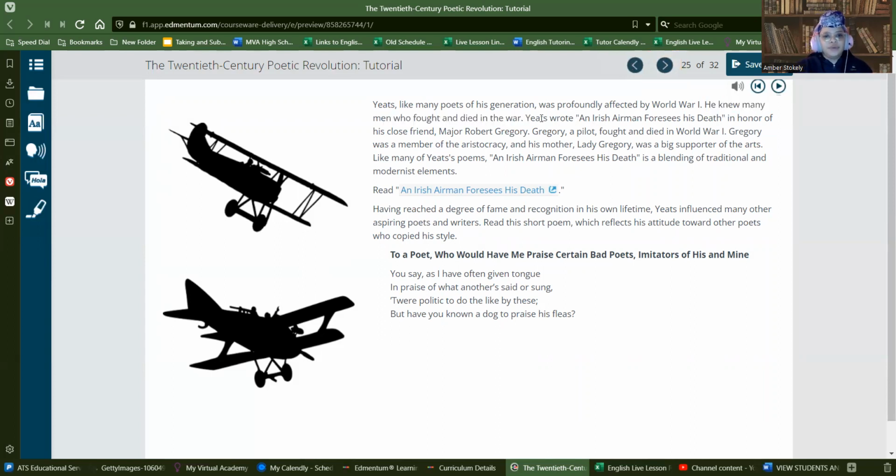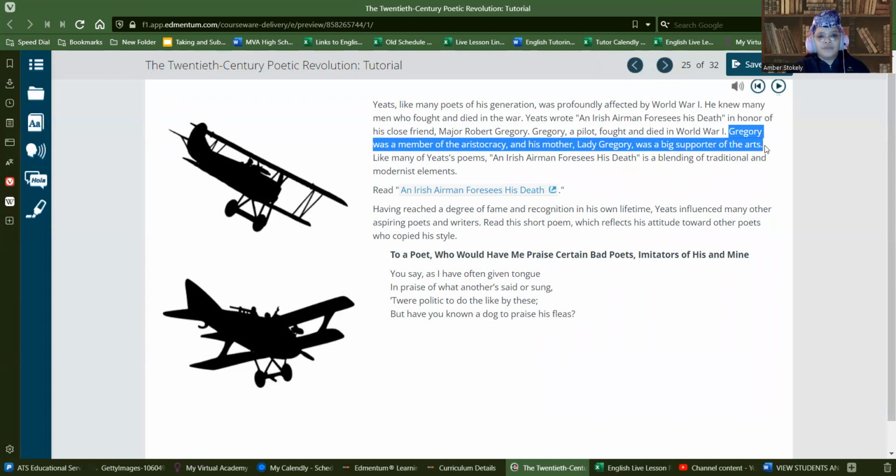One of the reading selections is going to be a poem that he wrote for his close friend, Major Robert Gregory, who was a pilot who fought and died in World War I. The poem is called "An Irish Airman Foresees His Death." Gregory, Yeats's friend, was a member of the aristocracy, and his mother, Lady Gregory, was a big supporter of the arts. So it just made sense to make this tribute to him in the form of a poem.